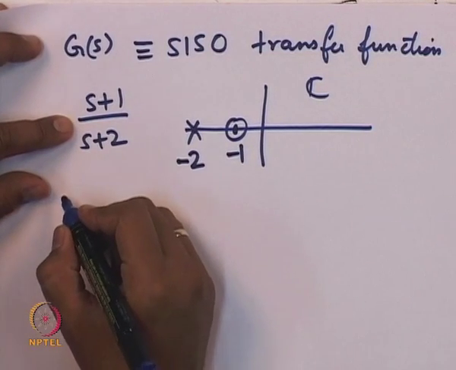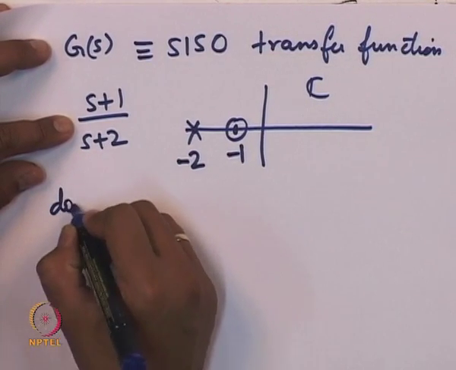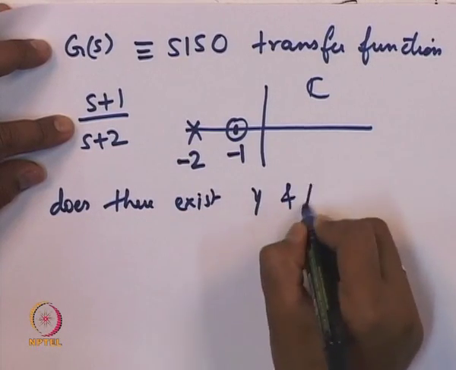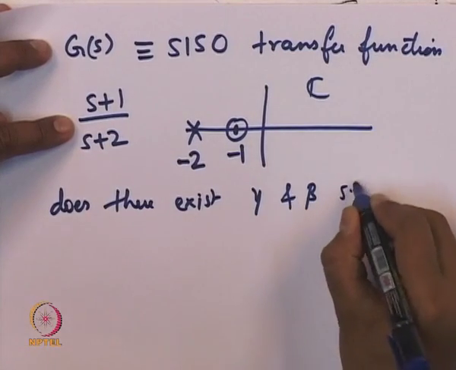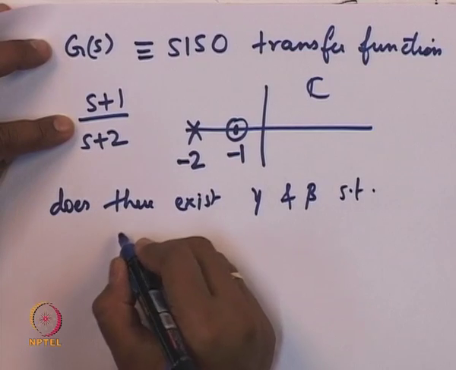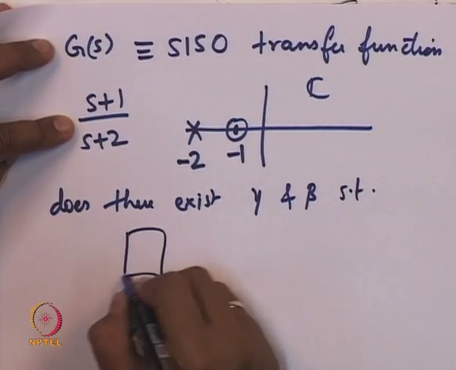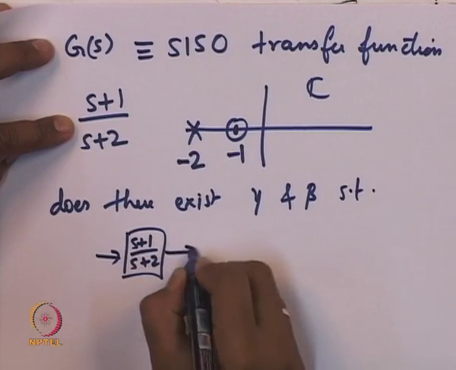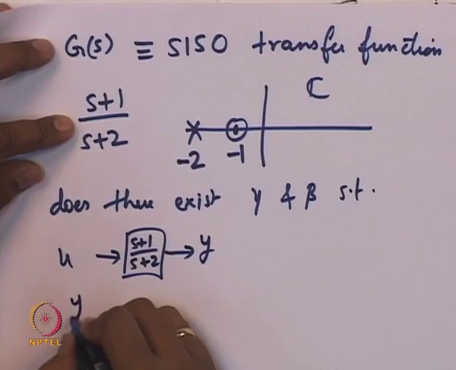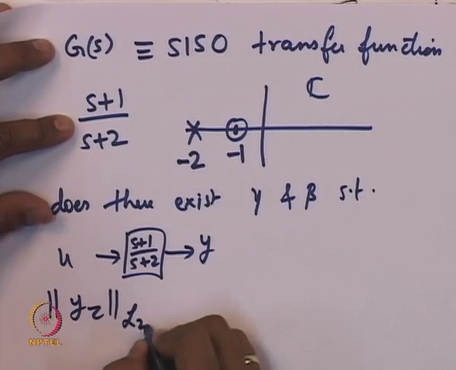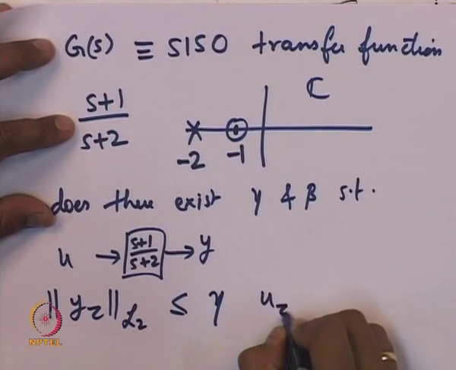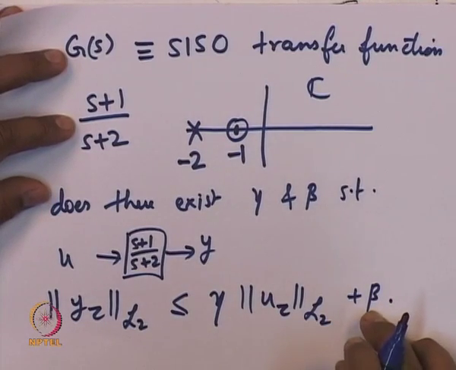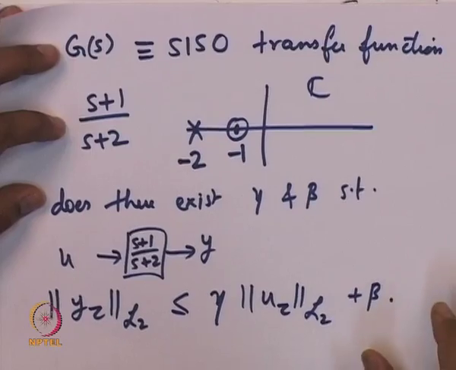Does there exist gamma and beta such that for this system, (s plus 1) over (s plus 2), this inequality holds? As I said, this beta depends on the initial condition. Let us assume that the initial condition is equal to 0.